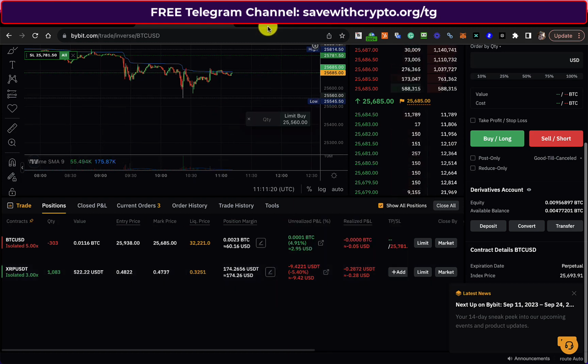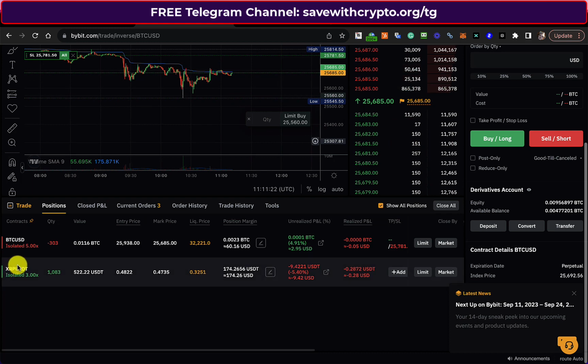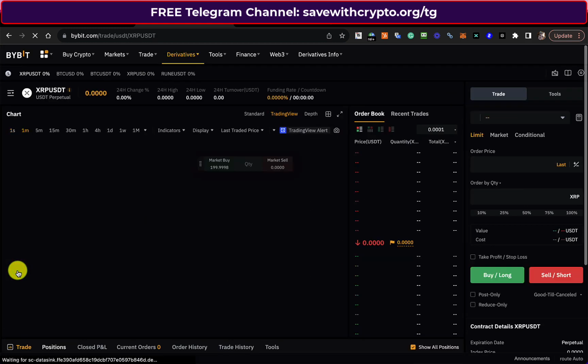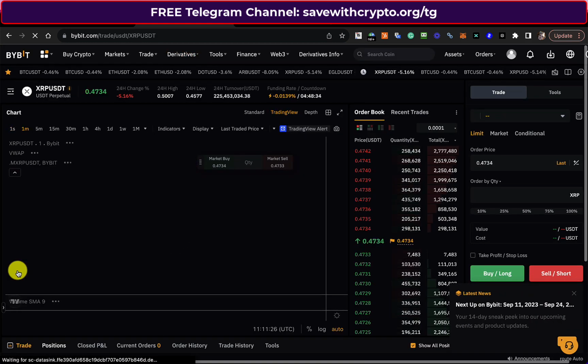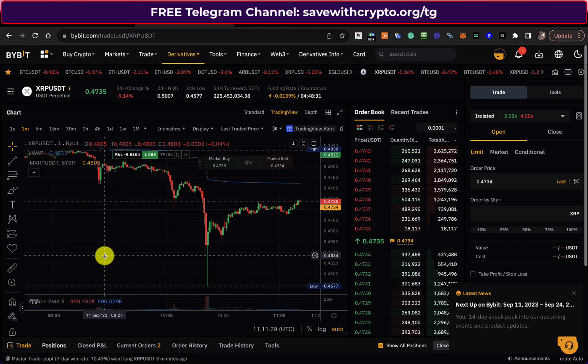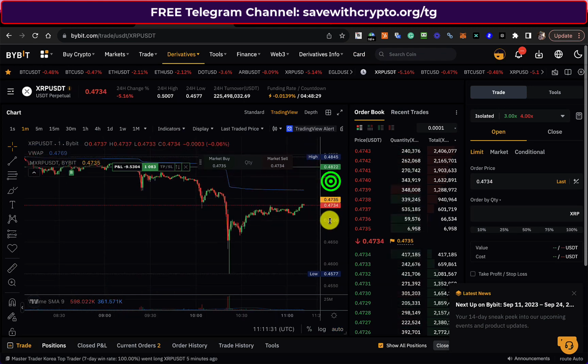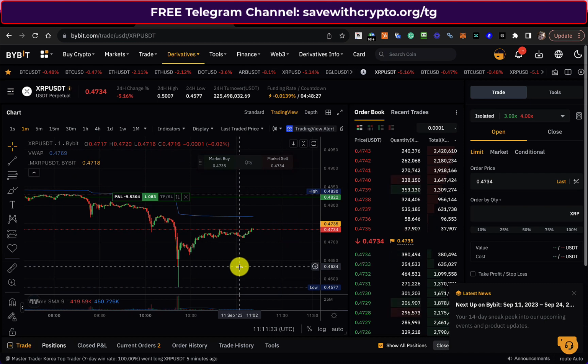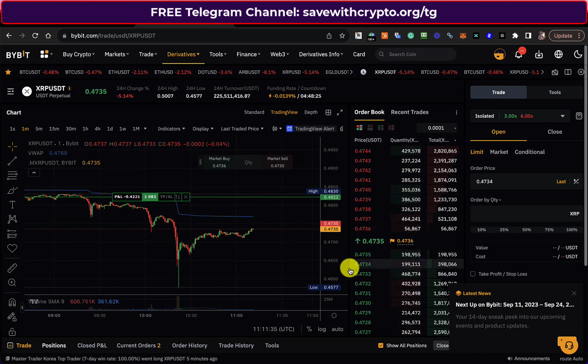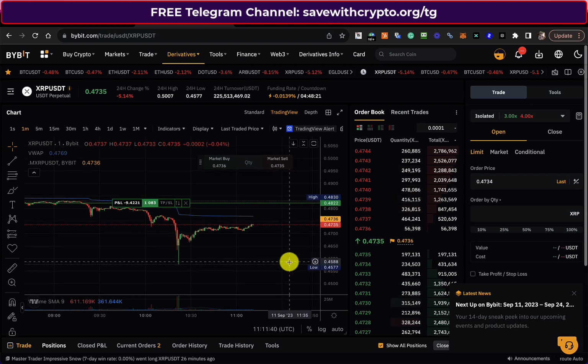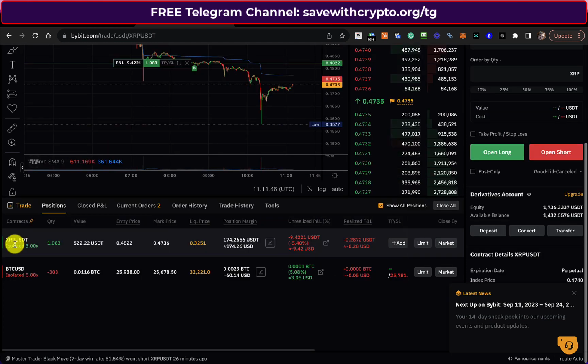I saw XRP do a big dump this morning as well, and I decided to go long on that because I saw some prices that I hadn't seen for a while. But in fact, it actually went lower. So the price I got in there was about 48 cents, and it's down to about 47.3 at the moment. So down a little bit. I don't have any XRP in my ByBit account, so I'm trading that with USDT.